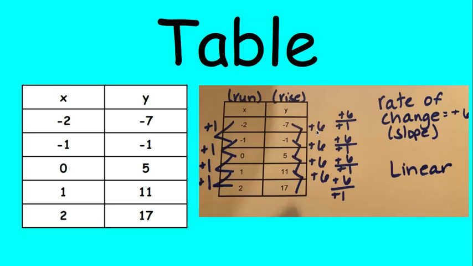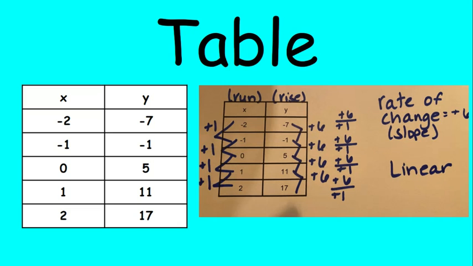So I can take all the matches. So +6 over +1, +6 over +1. We can see it's the same all the way throughout. Therefore, the slope of this function table is +6, or 6 over 1. So the slope would be 6 over 1. So if I were to graph this, the slope would be 6.